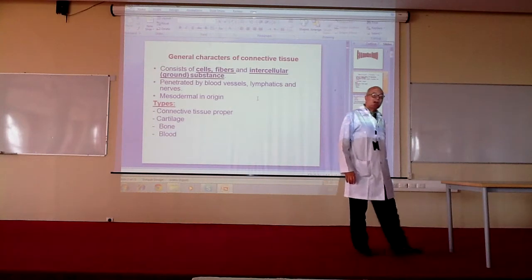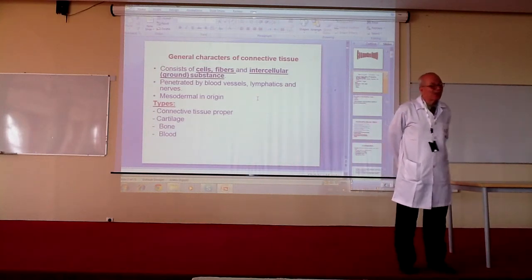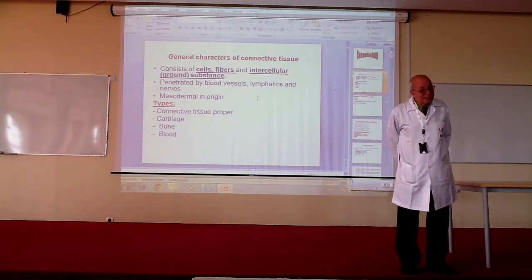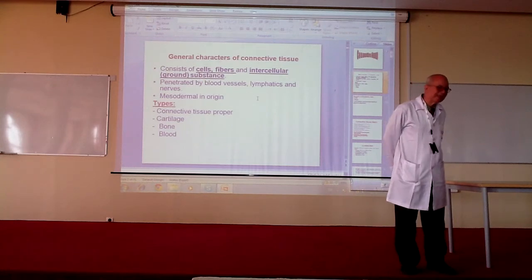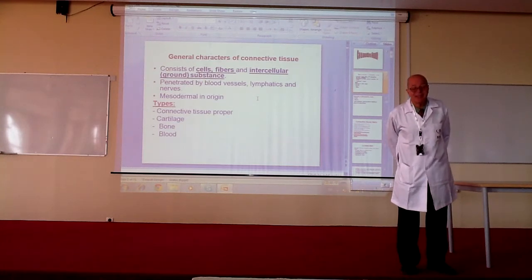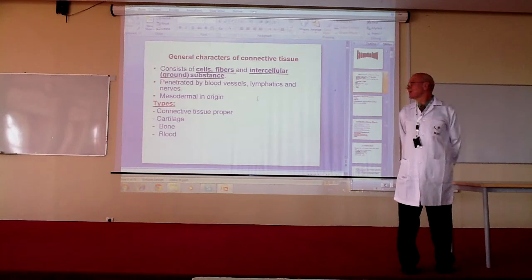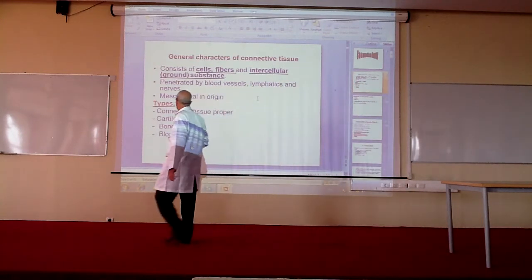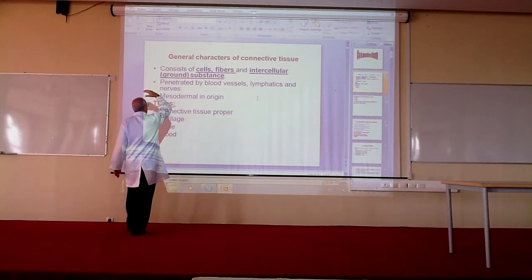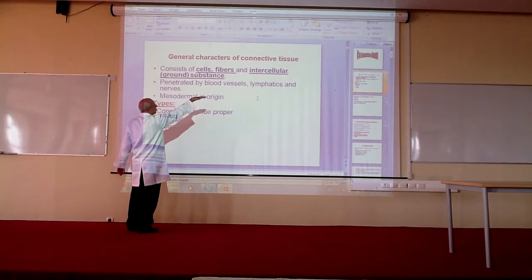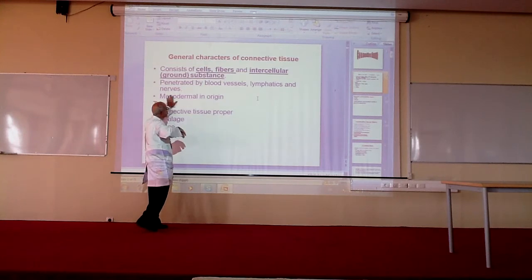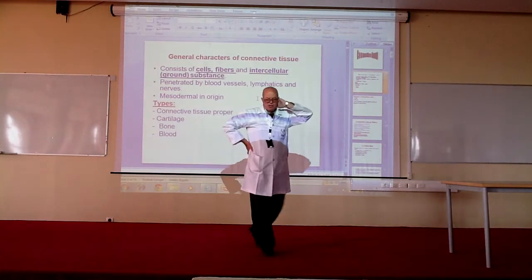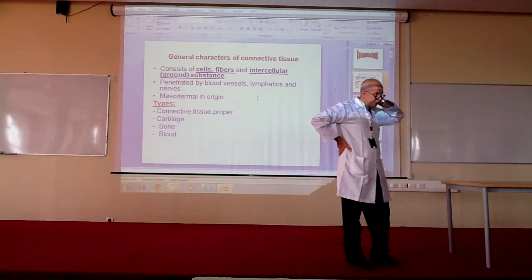Is it vascular or avascular, just like the epithelium? It is vascular. Does it contain lymph vessels? Yes, it contains. Does it contain nerve fibers? Yes, it contains nerve fibers. Penetrated by blood vessels, the lymphatics, and the nerves. What is its origin? All connective tissues are mesodermal in origin. Okay? So the mesoderm is the middle layer.